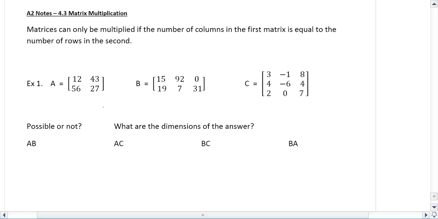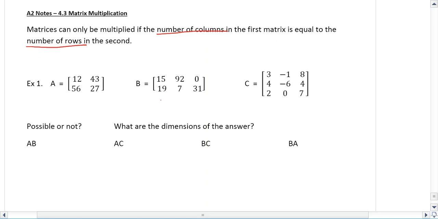So first of all, not all matrices can be multiplied. We have to do a quick check to see if it's possible. What we look at is if the number of columns in the first matrix is the same as the number of rows in the second, then it's possible. So the best way to explain this is to look at some examples.